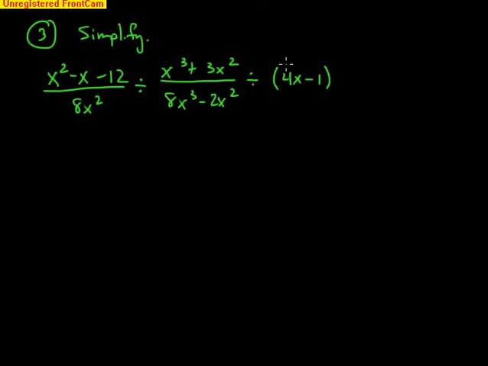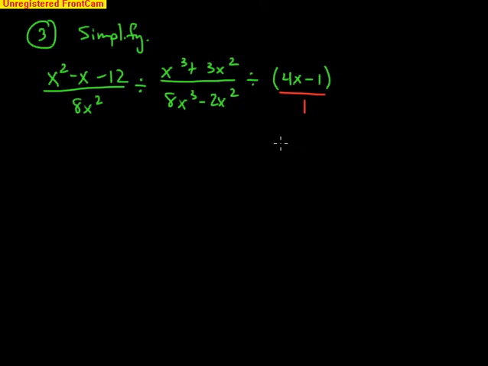Simplify (x squared minus x minus 12) all over 8x squared, divided by (x cubed plus 3x squared) all over (8x cubed minus 2x squared), divided by (4x minus 1). So a couple things to talk about first before you write it down. Number one, this is 4x minus 1 all over 1. And then we're not going to divide by these fractions.